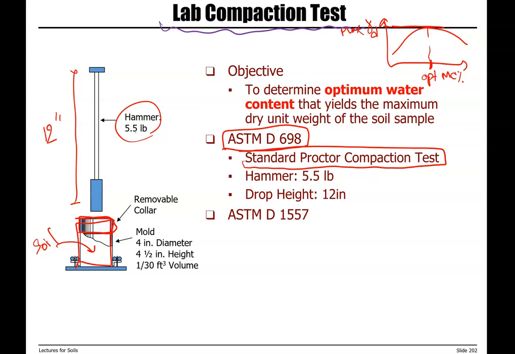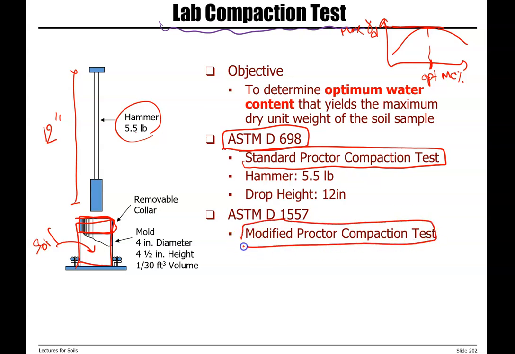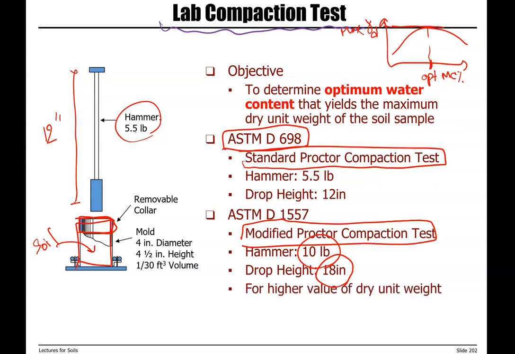But if the standard test is not enough based on the properties of our soil, we also have a modified Proctor compaction test that uses a heavier hammer that is dropped from a longer distance. The rest is the same. This one is for higher values of dry unit weight.